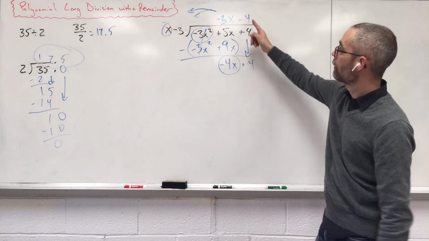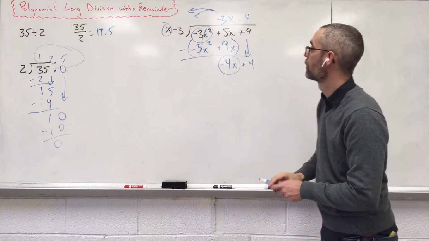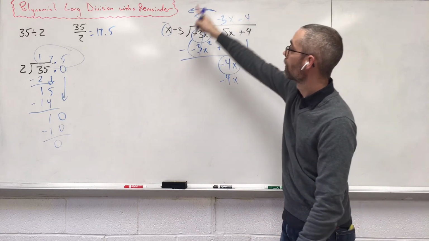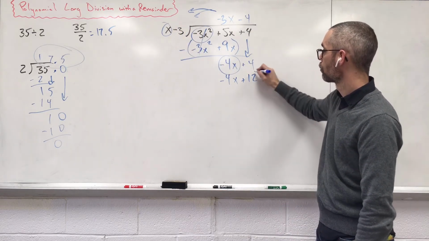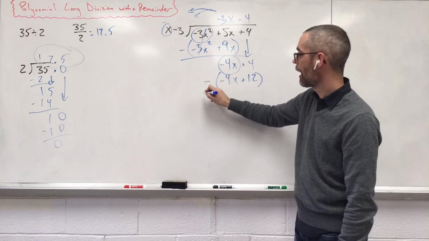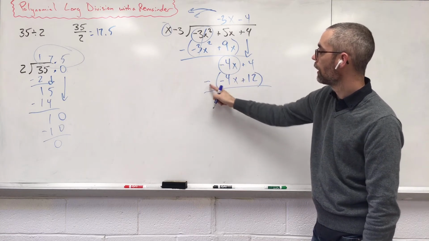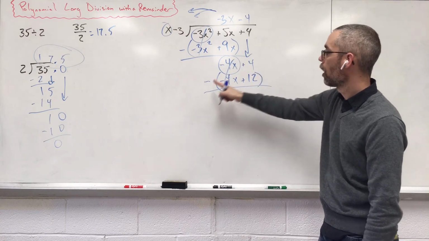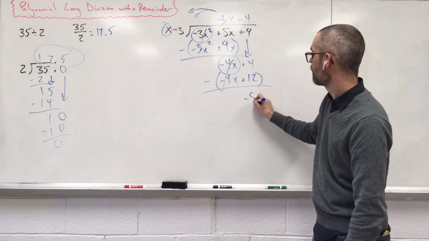I want to take that negative 4 and distribute it. So negative 4 times x, giving us negative 4x. Negative 4 times negative 3, positive 12. Group, subtract. Negative 4x plus 4x cancels out. 4 minus 12, we are left with negative 8.